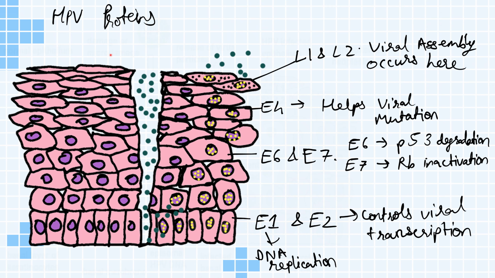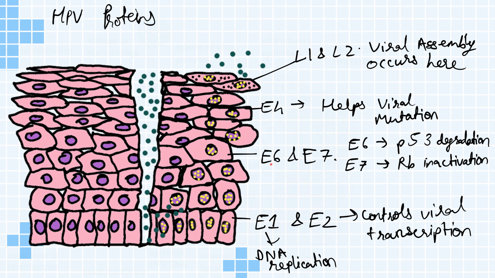The HPV genome produces several proteins. E1 and E2 regulate viral replication and transcription. E4 helps in viral maturation. The most important proteins are E6 and E7. E6 promotes degradation of P53, which is known as the guardian of the genome. E7 inactivates the retinoblastoma protein or RB, which normally controls cell cycle progression. Together, E6 and E7 remove important cellular brakes on growth.